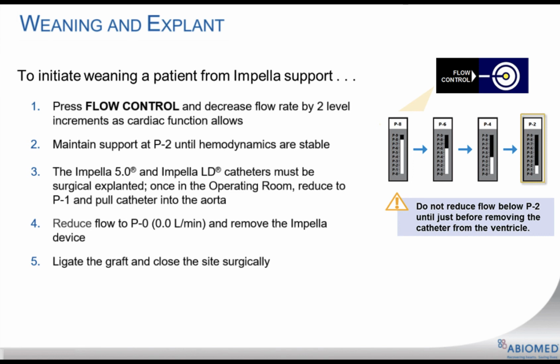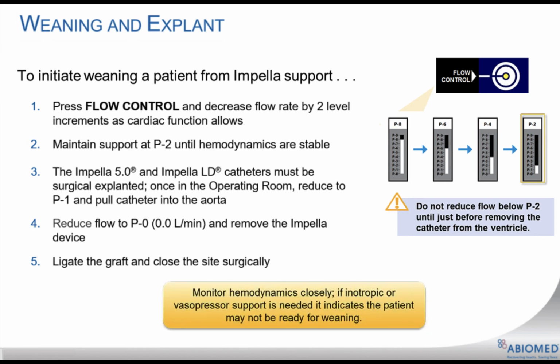Once ready to remove, drop to P1 and pull the catheter into the aorta. Reduce the P level to P0 and remove the entire catheter. The graft should be ligated and the site surgically closed.